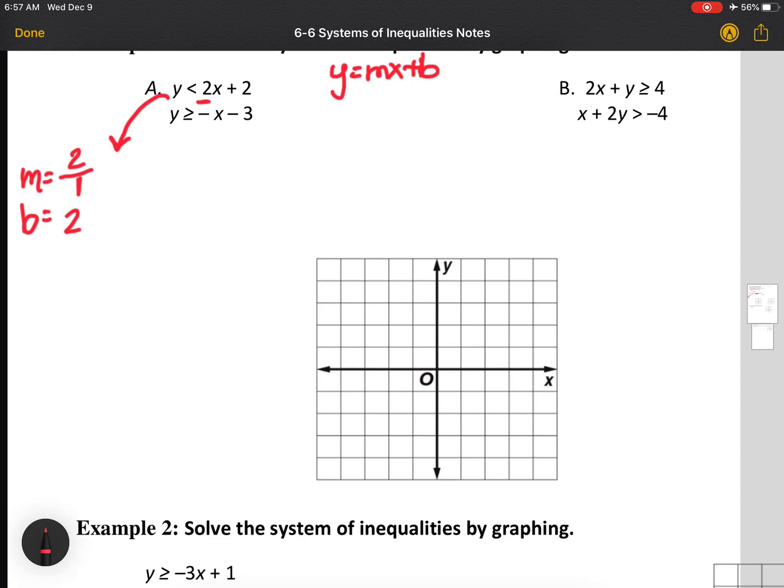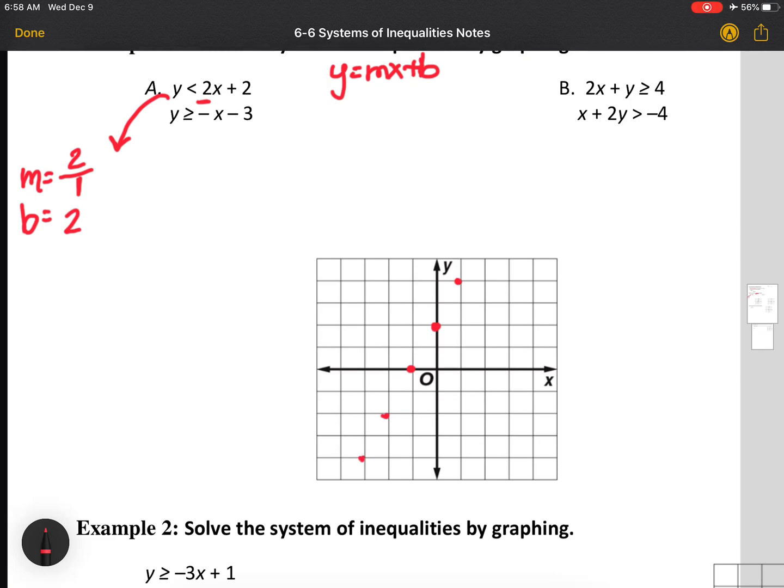My y-intercept is 2, so I'm going to graph my dot on the y-axis at 2. Then my slope says go up 2 to the right 1. It's a positive slope. You can also start at the y-intercept and go down 2 to the left 1, and down 2 more, and down 2 more to the left 1.